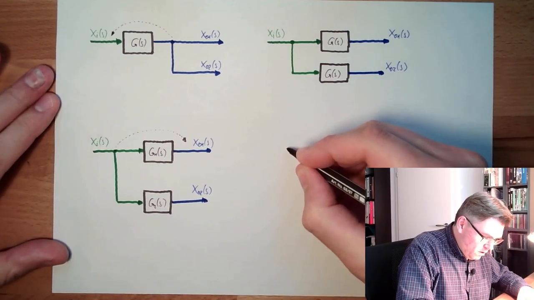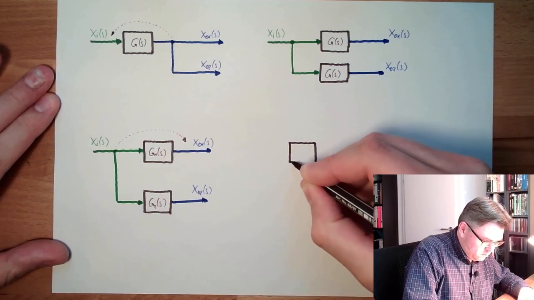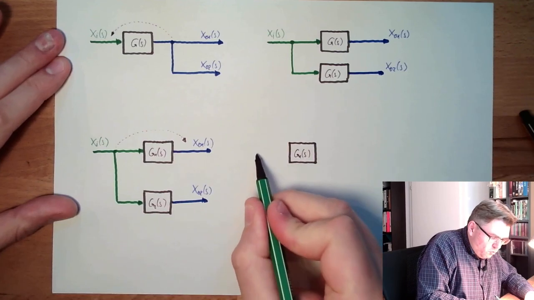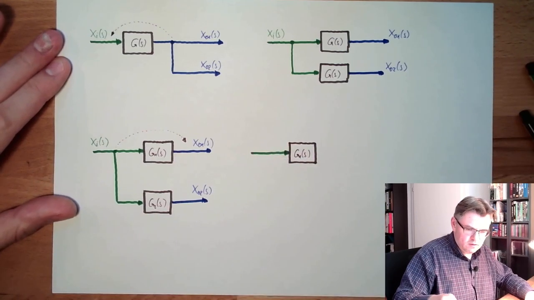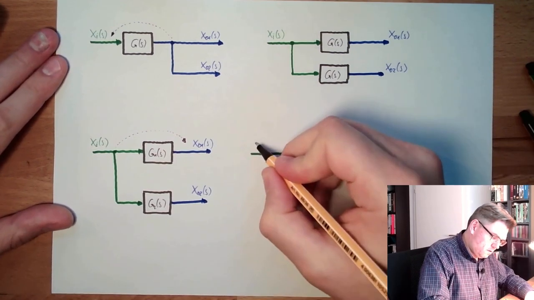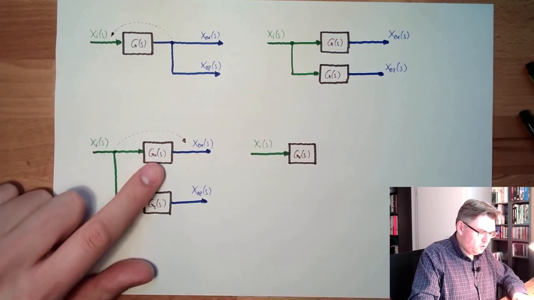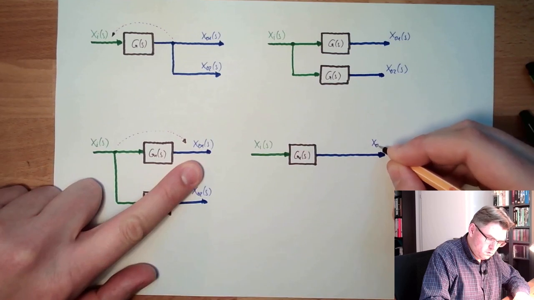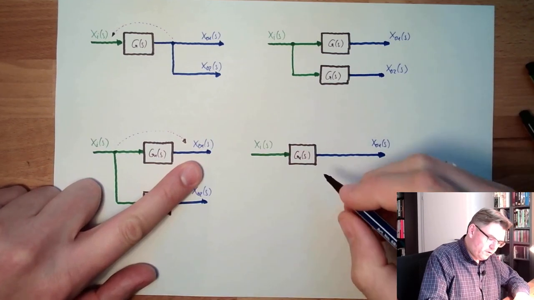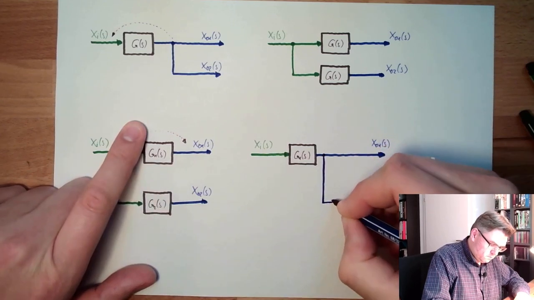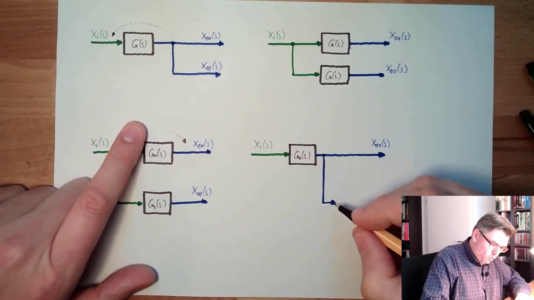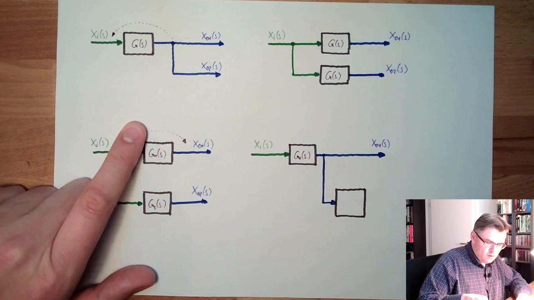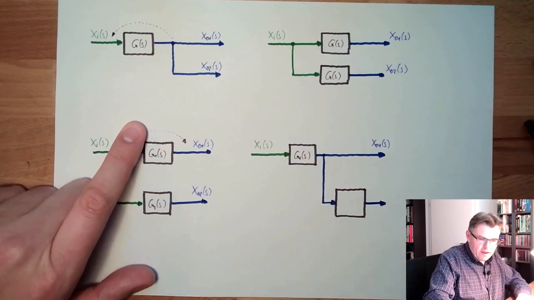So here we have now transfer function G1. This time before there is no branch, so there is XI going directly into it. And the output is of course XO1. Clear. But now there is the branching. What do I need to do here? What do I need to add here to be able to reach XO2?